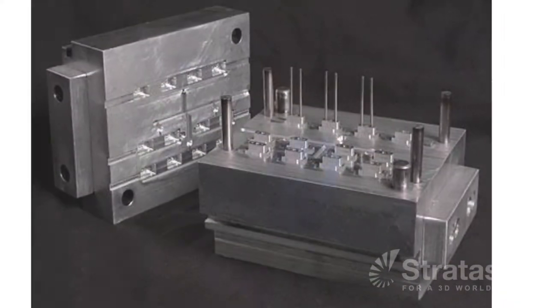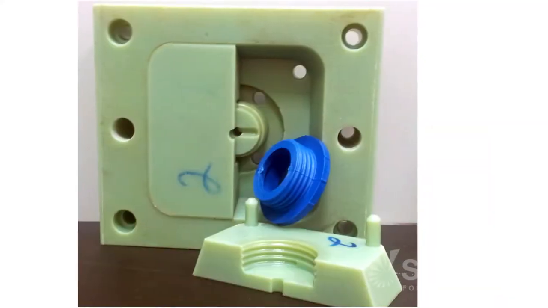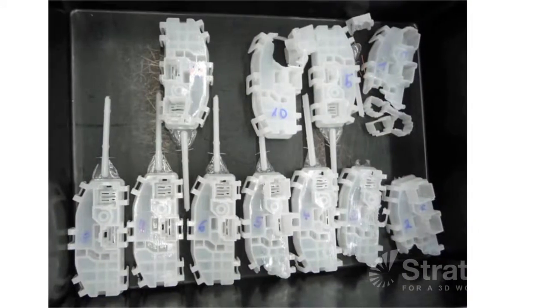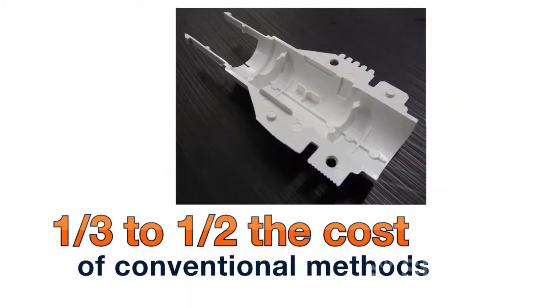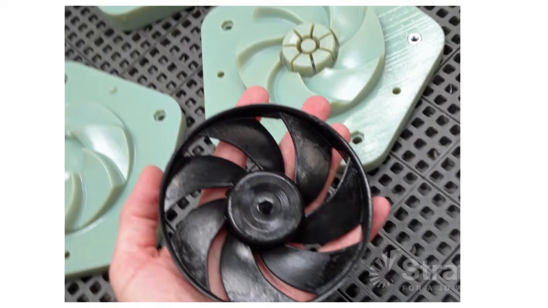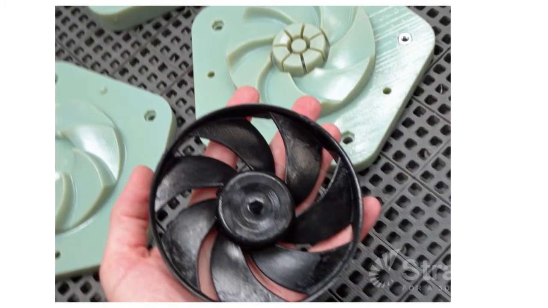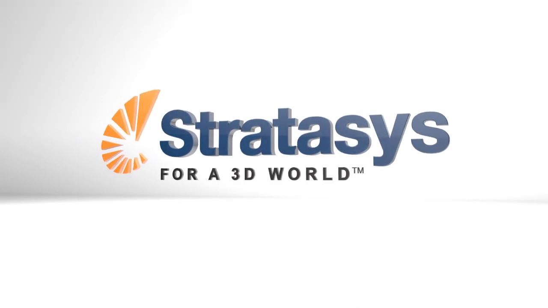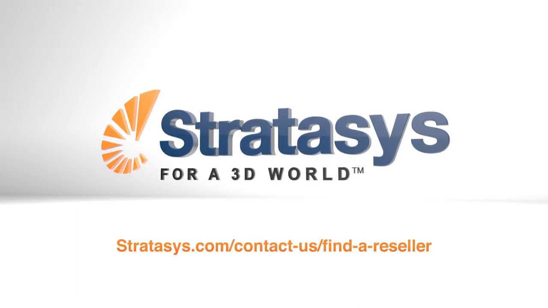Replace your machined prototype tooling with PolyJet injection molds for real parts in real materials in just days. At just 1/3 to 1/2 the cost, PolyJet makes it convenient and affordable to qualify your products before committing to production molds. Visit Stratasys.com to discover how and to find your local reseller.